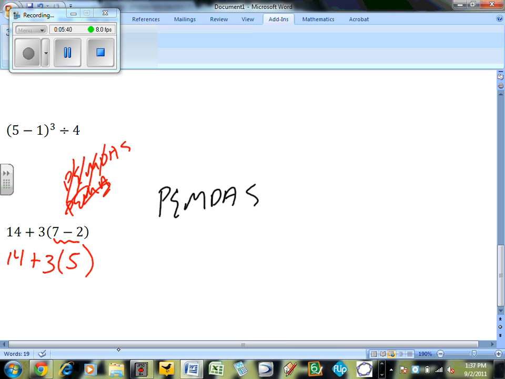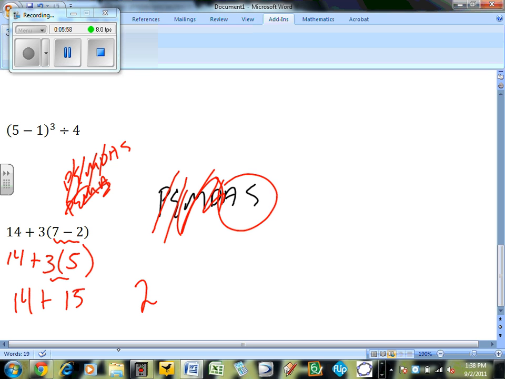Okay. So then I go back to my original. I've taken care of my parentheses. There's no other parentheses. There's no exponents. Is there multiplication, division from left to right? Yeah, my first one is right here. 3 times 5 is 15. So 14 plus 15 is all I have left. So multiplication and division are out. Add or subtraction is the only one left. 14 plus 15 is 29.